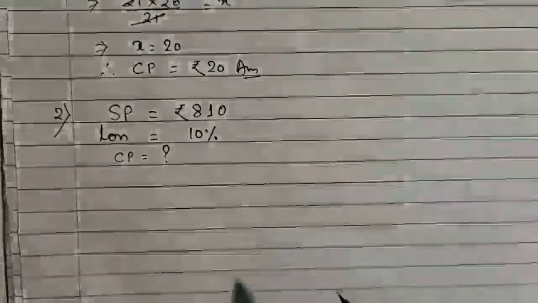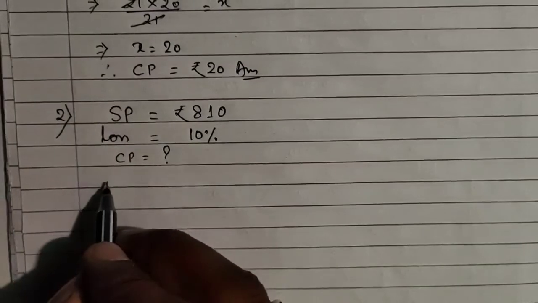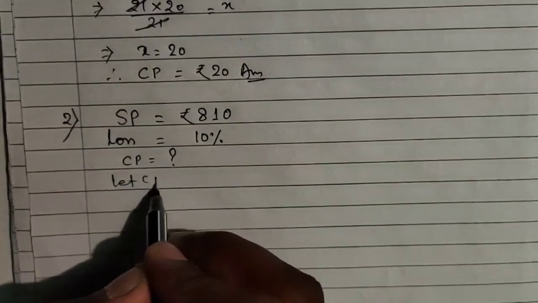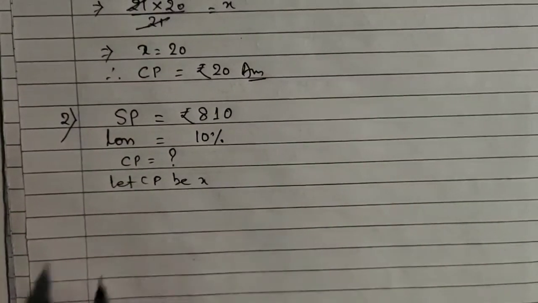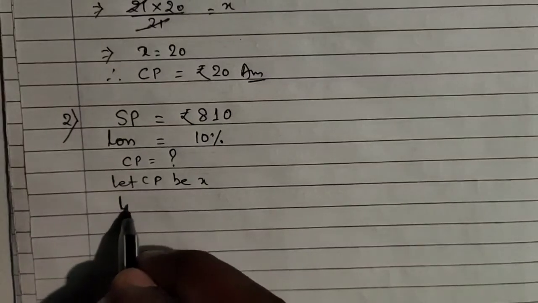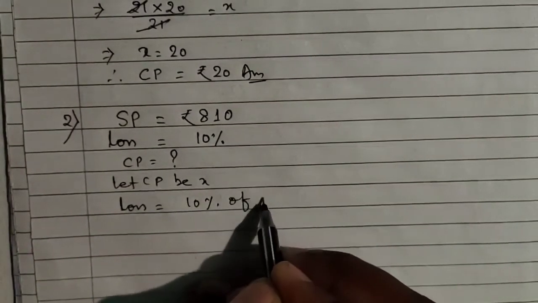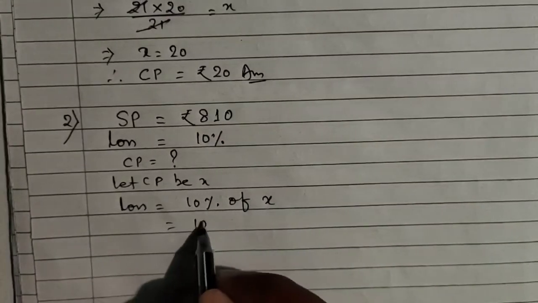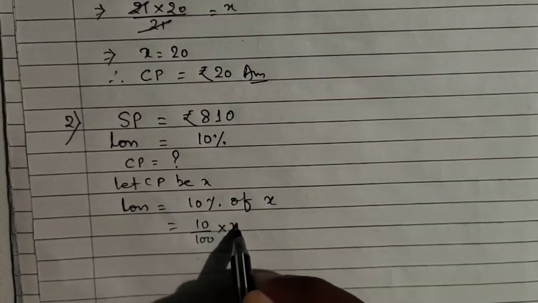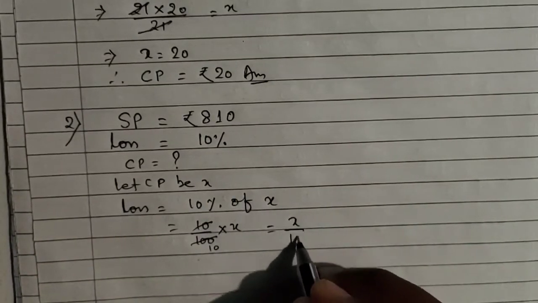It is the same type of question which we solved in question number 1. In that question profit percent was given, here loss percent is given. So we will assume let cost price be x. After assuming the cost price, first we will calculate the loss. Loss is equal to 10% of cost price, that is x. We calculate 10 by 100 into x. The loss is x by 10.